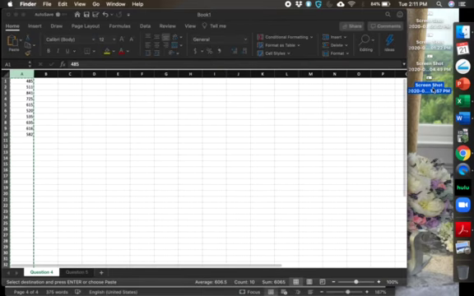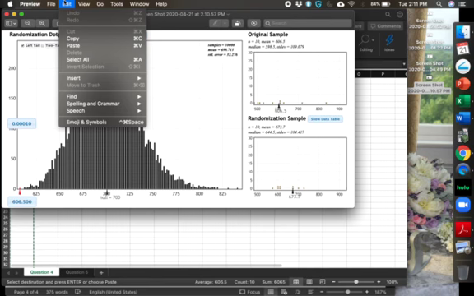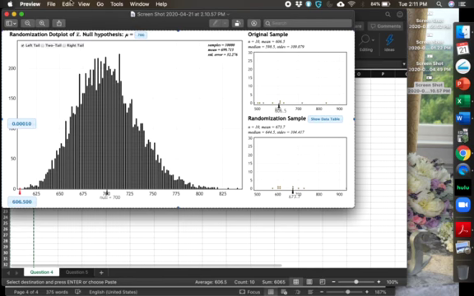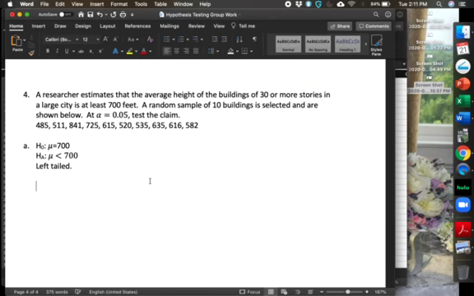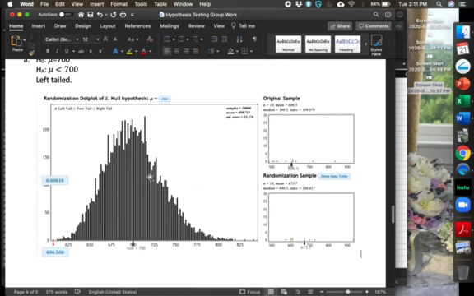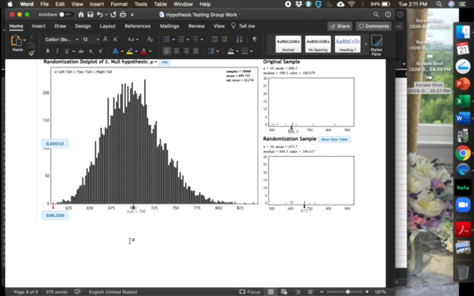Let's copy our data in. Select all, edit copy. So now that we have the data in, we can clearly see that the p-value is very small. That p-value is going to be less than alpha.